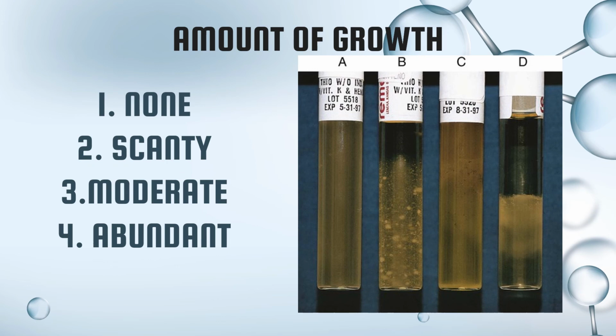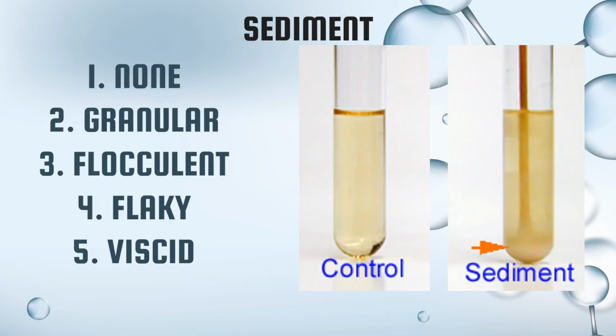Next is the amount of growth. It can be scanty, moderate, abundant, or no visible growth at all. Sediment. It is a mass of bacteria at the bottom of the suspension. It can be classified as granular, which has small granules; flocculent, small masses of growth of various shapes; flaky, separate flakes; and viscid, where the sediment rises as a coherent swirl.